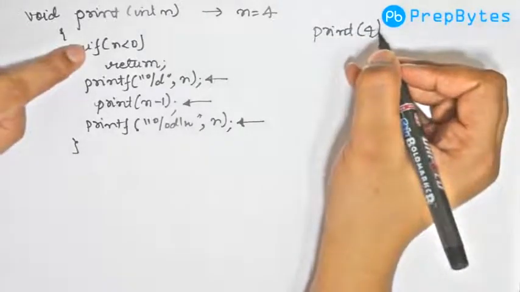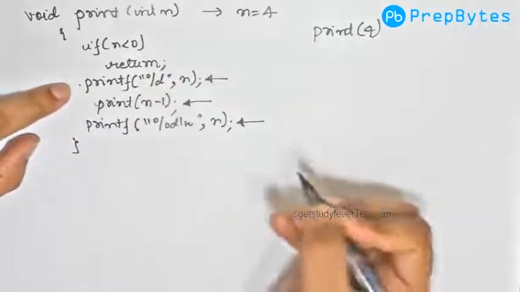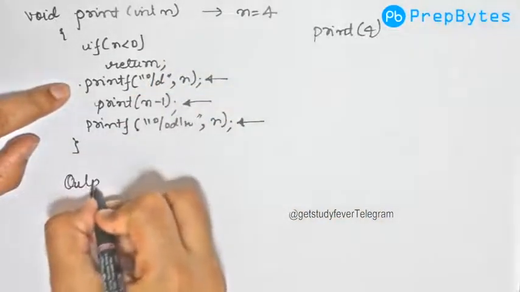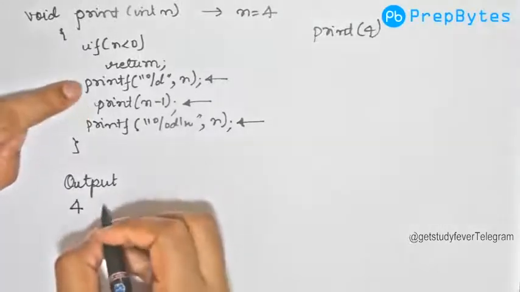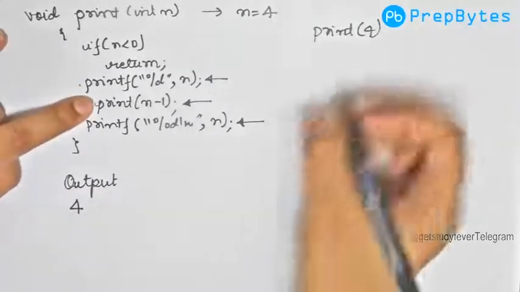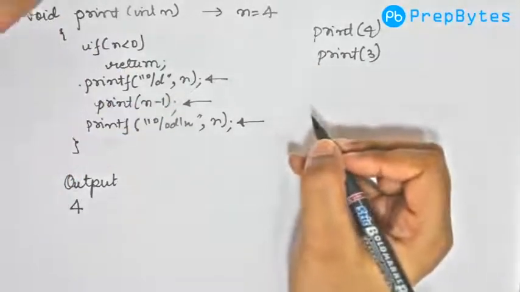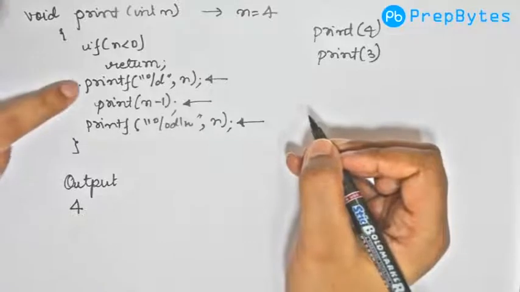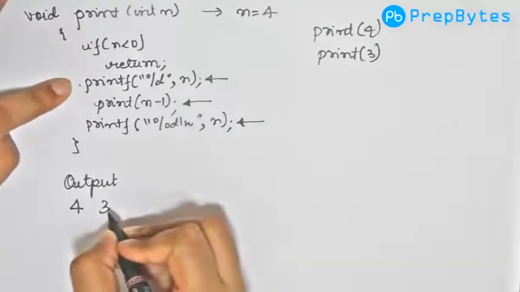So is n less than 0? No, so this particular statement will get executed. Let's say we are writing output here, and 4 will get printed. Here 4 will get printed. Again print n minus 1, which is print of 3. Again the same thing will happen. Printf will come here, the execution will come here, and 3 will be printed.